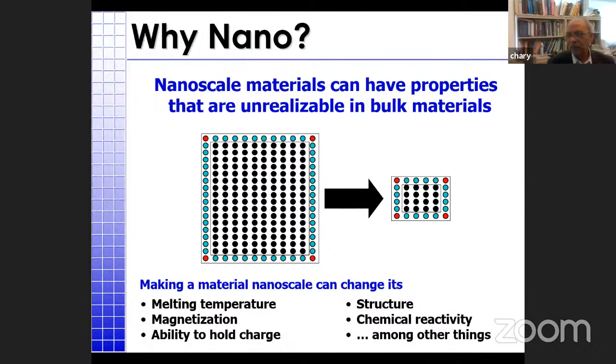Let's talk about the next property, magnetization. We were told the magnetization of a material is a thermodynamic property, and hence you cannot play with this. Magnetization should be a constant property. It should not depend on any other factor. But then when you take the materials at nanoscale, suddenly we see a dramatic change in the magnetization properties, completely in contradiction to the laws of thermodynamics. Structure, chemical reactivity, among other things. So what is this telling us?